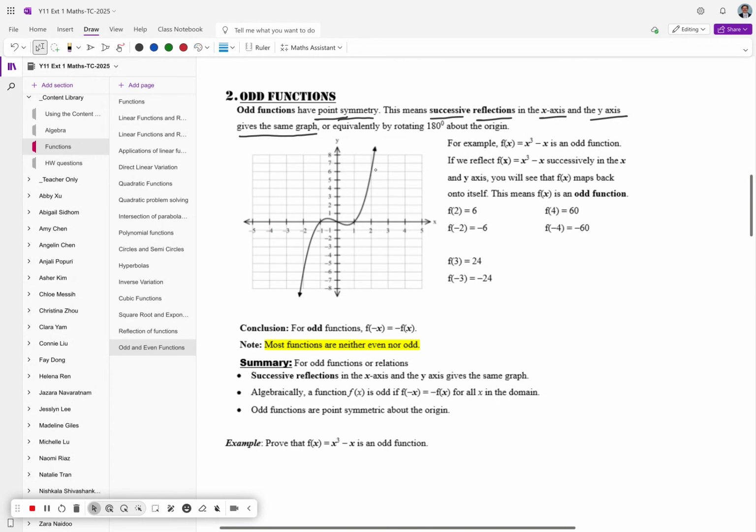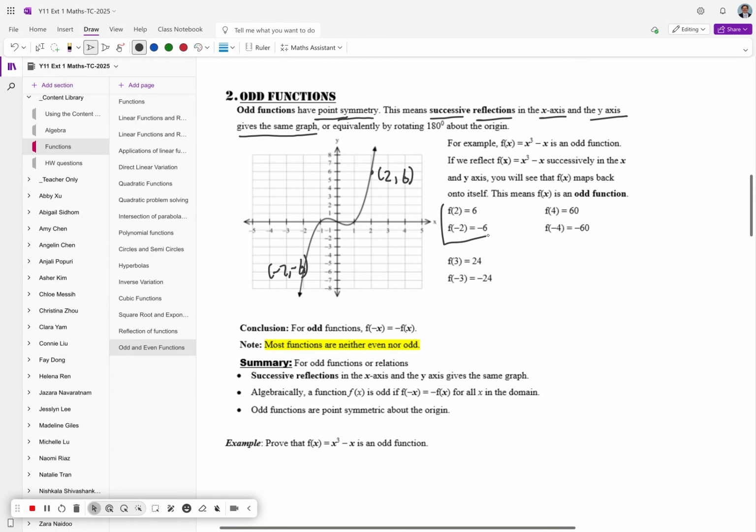Geometrically, that means if I rotate the graph 180 degrees about the origin, the graph maps onto itself. Okay, so let's have a look at some properties here. It says f of 2 is equal to 6. So we've got a point here, 2, 6. And f of minus 2 is minus 6. So here's minus 2, minus 6.